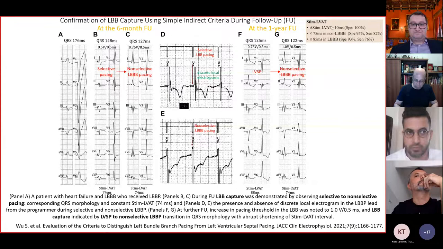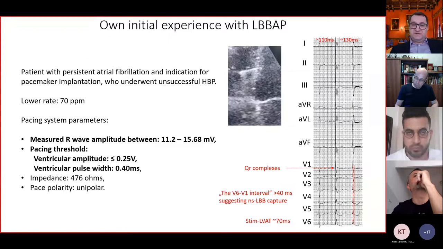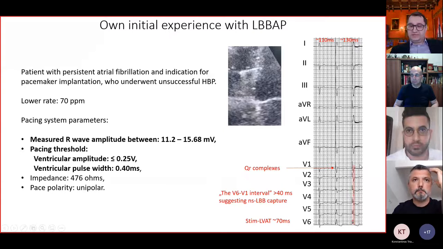In our own initial experience with left bundle branch area pacing, we had a patient with persistent atrial fibrillation and an indication for pacemaker implantation who underwent unsuccessful His bundle pacing. His baseline ECG showed QRS complexes of about 110 milliseconds. After left bundle branch area pacing lead introduction, the paced QRS complexes were about 130 milliseconds.